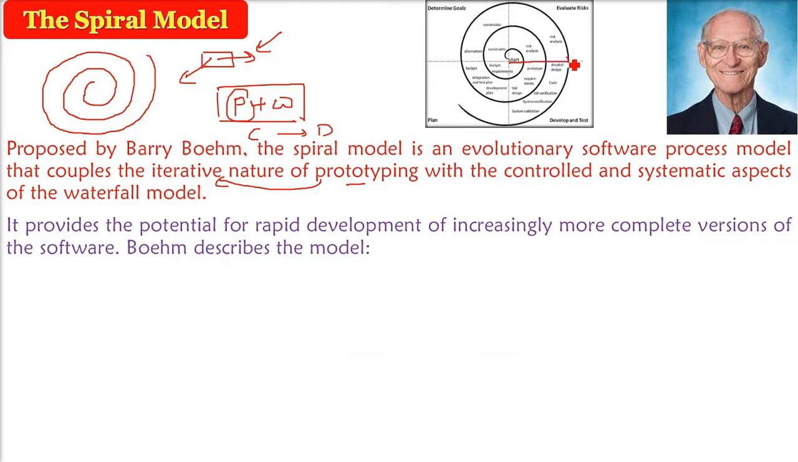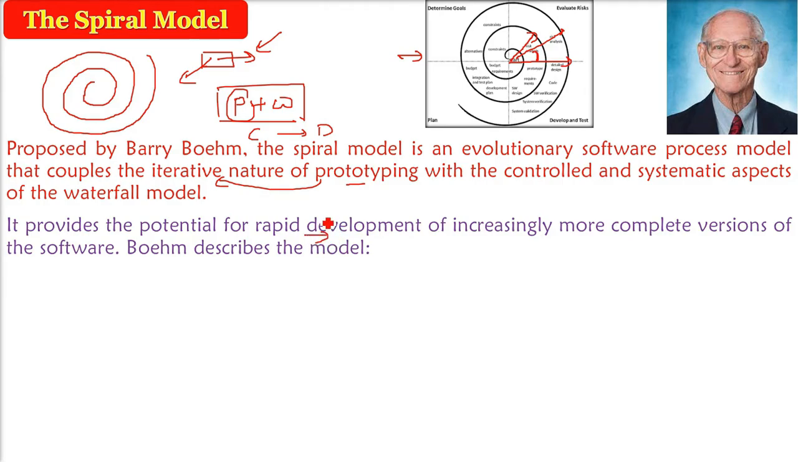How far you go will be the cost. This is the distance, and the angular distance is where you are in this spiral model. So Barry Boehm, because he is the creator of this model, said this is a rapid development. Every time we get a complete version of the software, an increasingly complete version of the software.